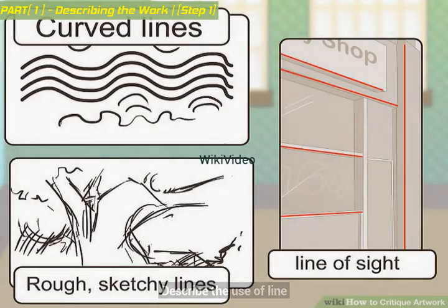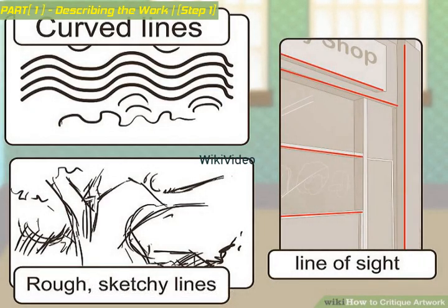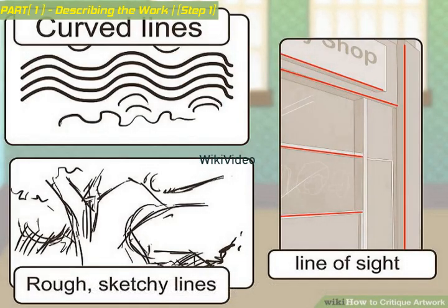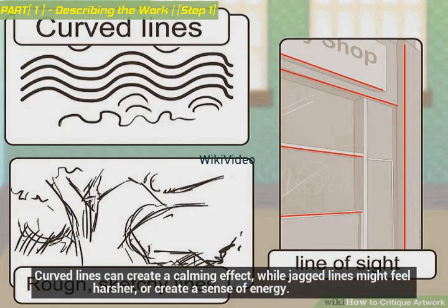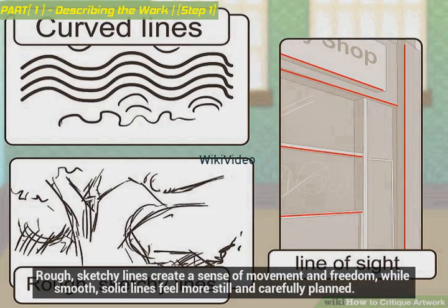Describe the use of line. Lines in a work of art can be either literal or implied. Different types of lines can create different moods or effects. For example, curved lines can create a calming effect, while jagged lines might feel harsher, or create a sense of energy. Rough, sketchy lines create a sense of movement and freedom, while smooth, solid lines feel more still and carefully planned.